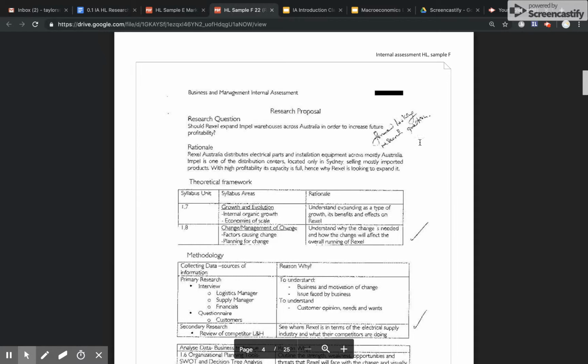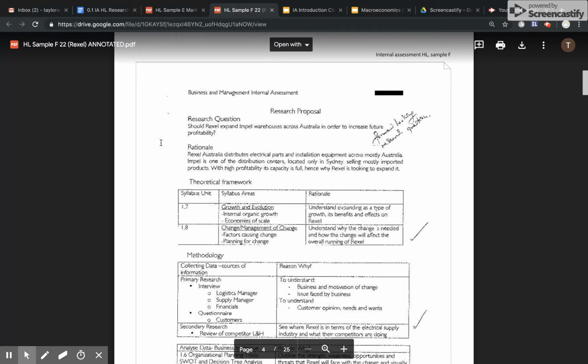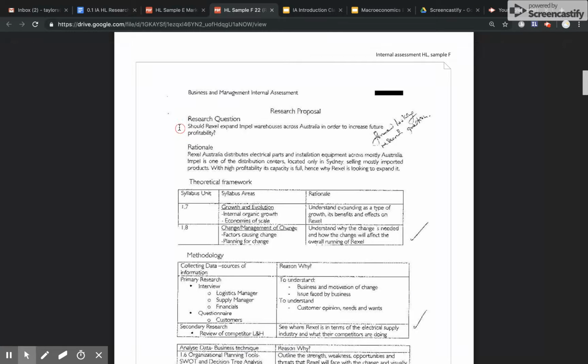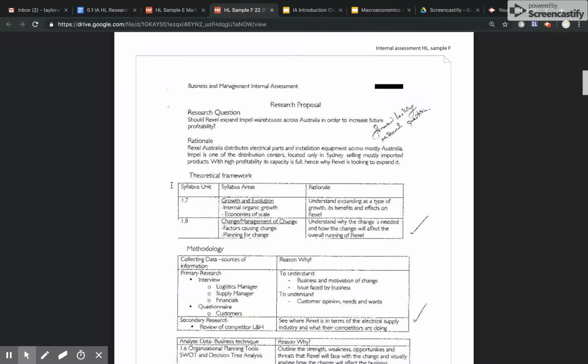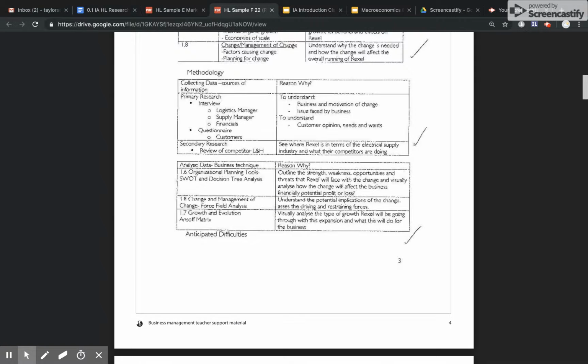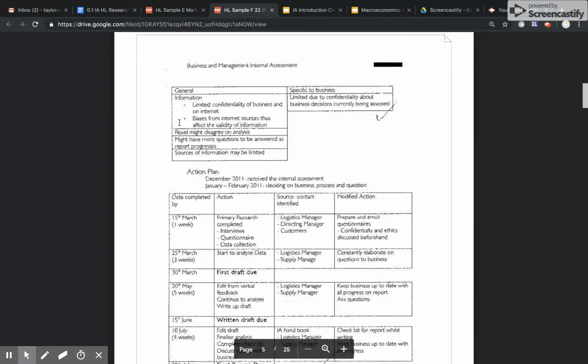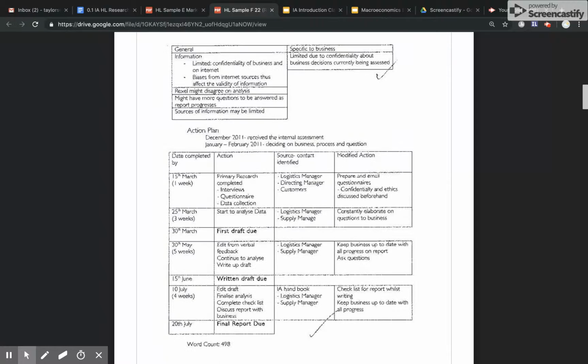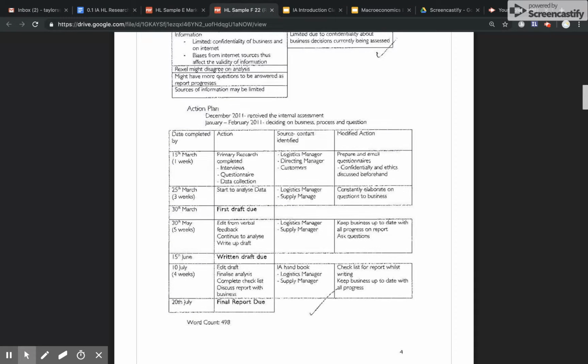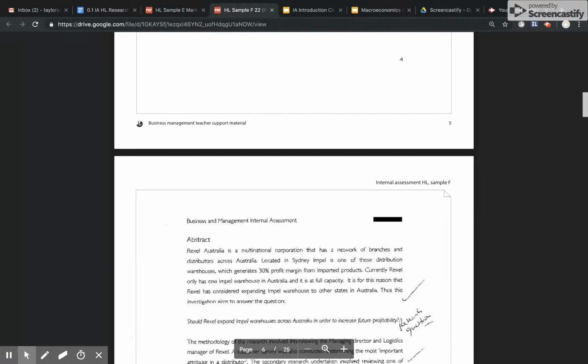the research proposal. Again, this is the piece of work you'll be working on over the summer and hopefully turning in August. And you'll notice that it follows much the same format as many of the others. So research question, rationale, the theoretical framework, methodology, anticipated difficulties, and then they have their action plan. So when they'll do it and what they'll do over the course of their IA.